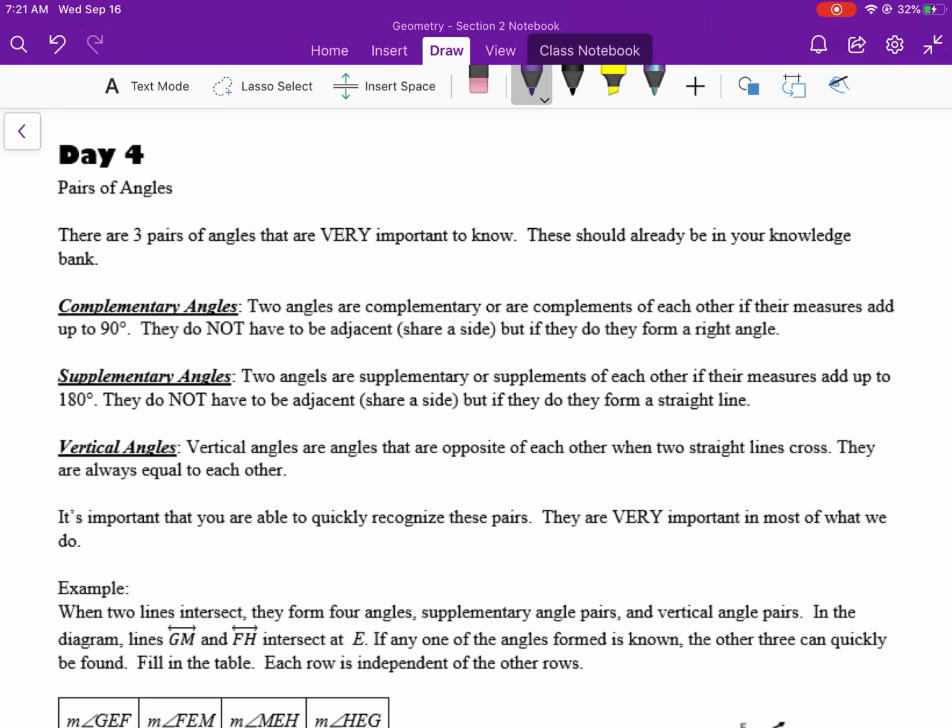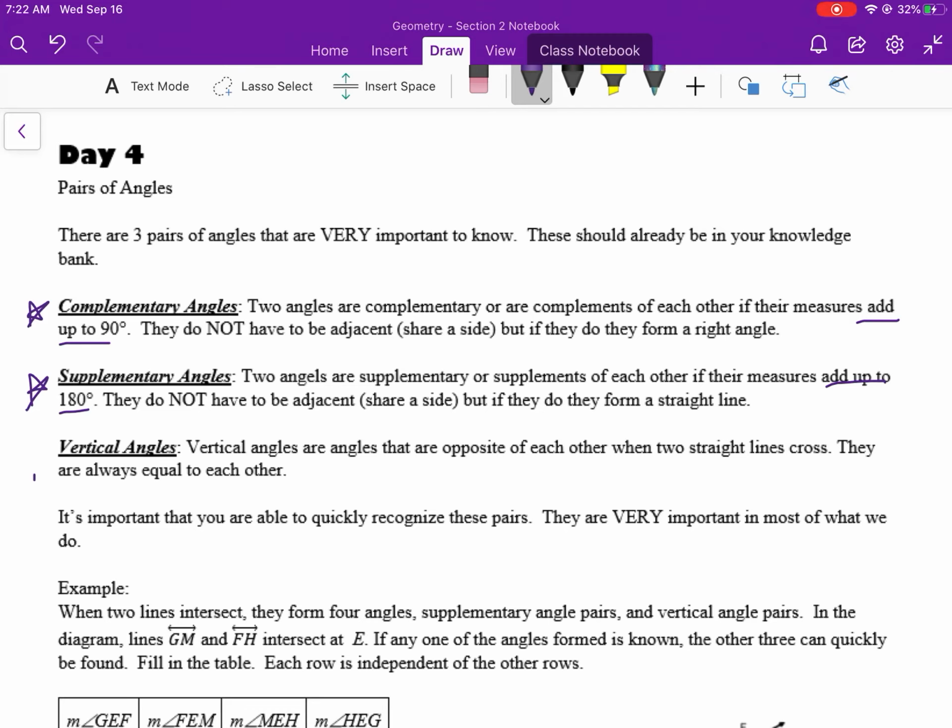All right, so complementary. Complementary, they add up to 90. That's super important. If they are adjacent or right next to each other, they do form a right angle, but they don't have to be next to each other to be complementary. They often are, but they don't have to be. Supplementary, as you can read, they add up to 180. So you need to make sure you can remember the difference. One way to do it is C comes before S. So 90 comes before 180.